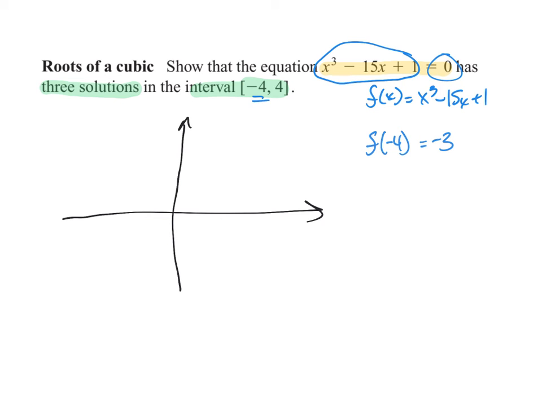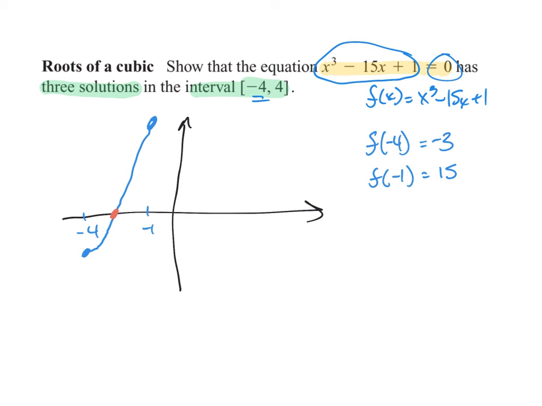And f of negative 1 happens to be 15. So if I'm out here on, let's call this negative 4, and I'll call this negative 1. If my y value is negative 3 at negative 4, and if my y value is 15 at negative 1, then somewhere between negative 4 and negative 1, I have a 0. There's no way to draw a continuous curve from the lower dot to the upper dot without crossing at least once. Now I'm going to draw something crazy and then erase it.